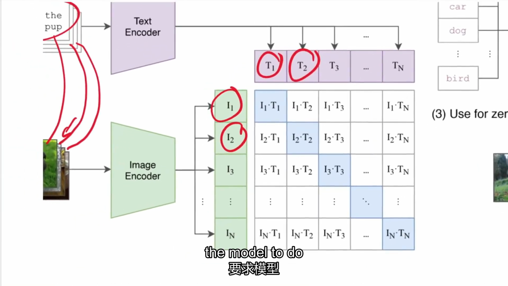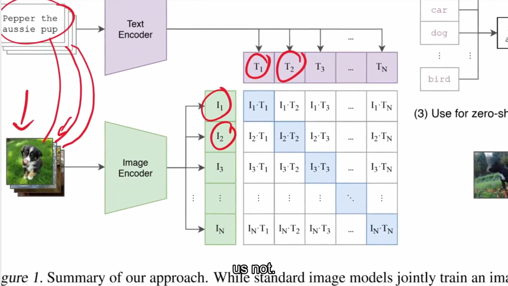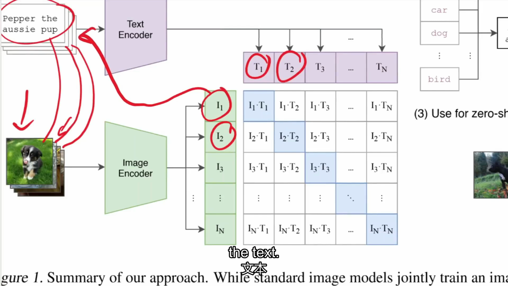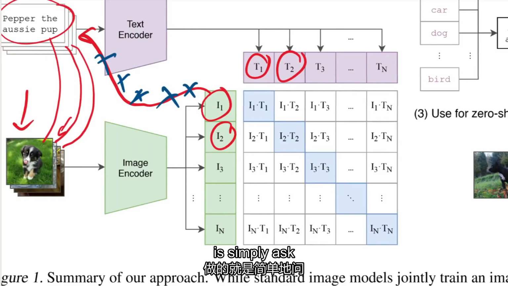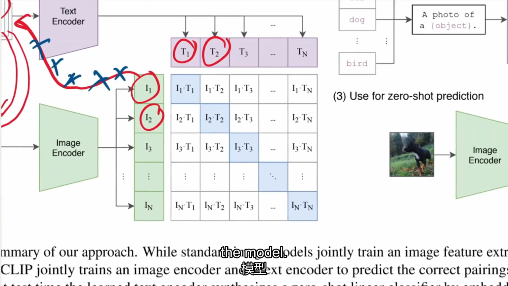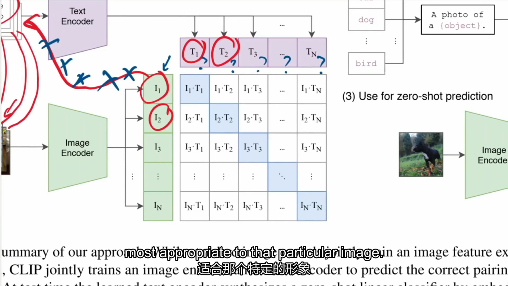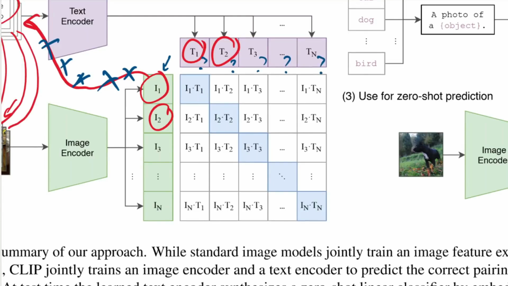And then what we ask the model to do is simply to tell us, so previously we tried to predict the text from the image, right? We went through the image encoder, and from this representation here, we tried to predict the text. So we no longer do that. What we're trying to do is simply ask the model, for this representation, which of these texts is most appropriate to that particular image. Okay, so this is why it's called a contrastive objective.